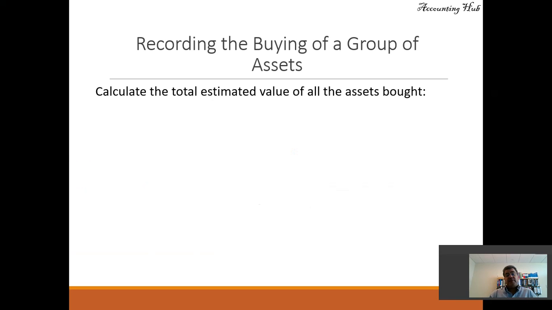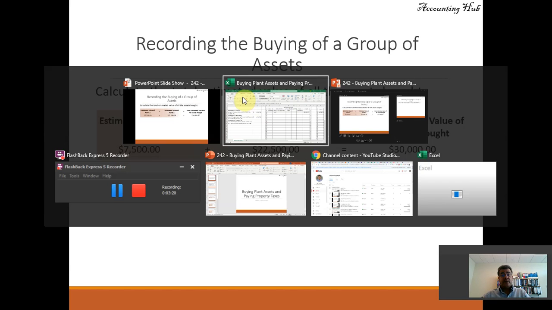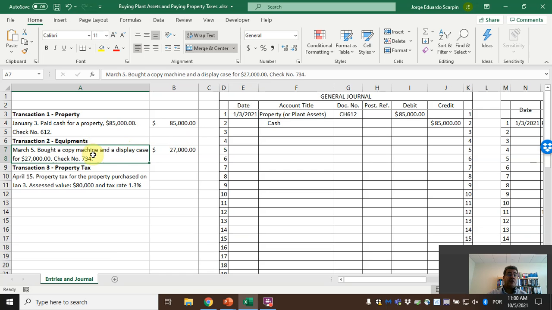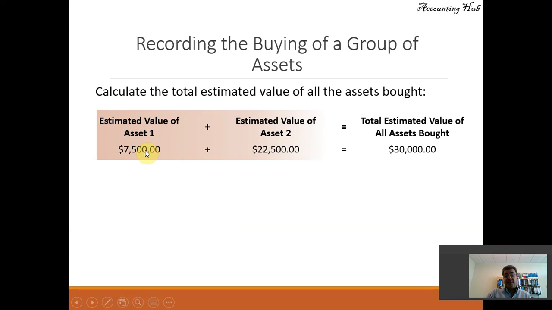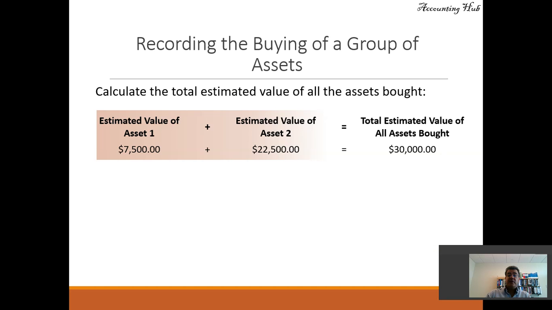Calculate the total estimated value of all the assets bought: asset 1 plus asset 2, total. If we were purchasing only asset 1, in our scenario the copy machine, it would cost us $7,500. If we purchased only asset 2, in our scenario the display case, $22,500. So the total, if we purchase them separately, would be $30,000.